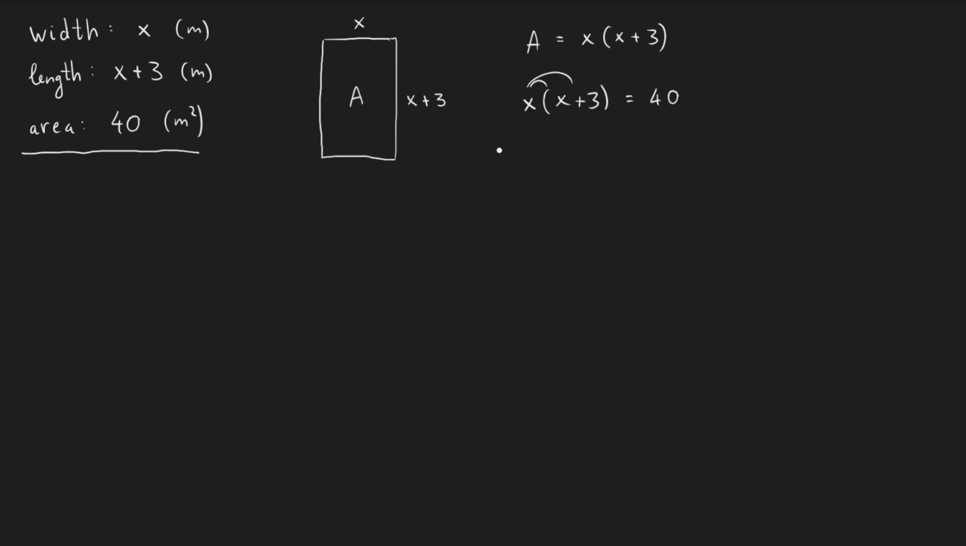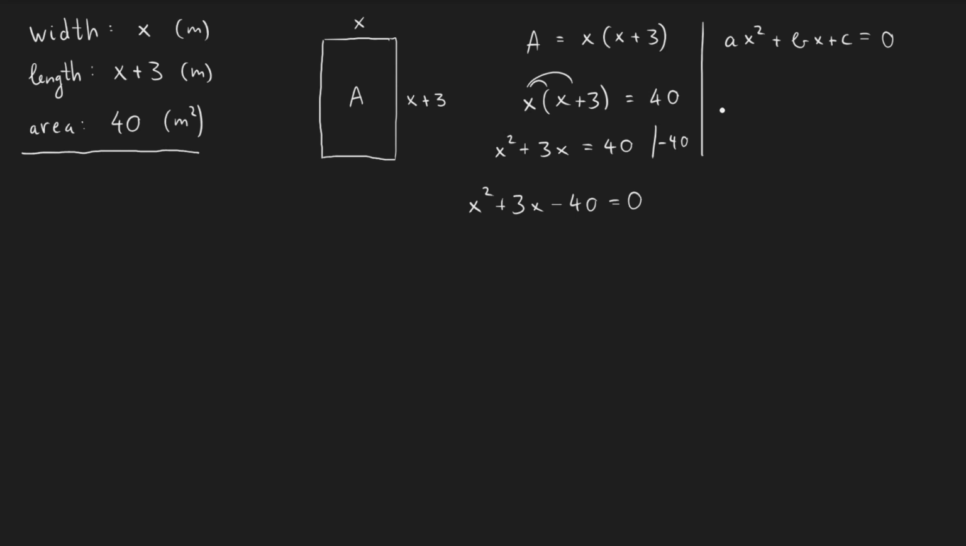So let's do the multiplication here. x squared plus 3x equals 40. And as you can see, this is a quadratic equation. And I hope you remember that the general format of the quadratic equation was a times x squared plus bx plus c equals 0. So one of the sides should be 0, and this is why we should subtract 40. And our equation will be x squared plus 3x minus 40 equals 0. So this is our quadratic equation.